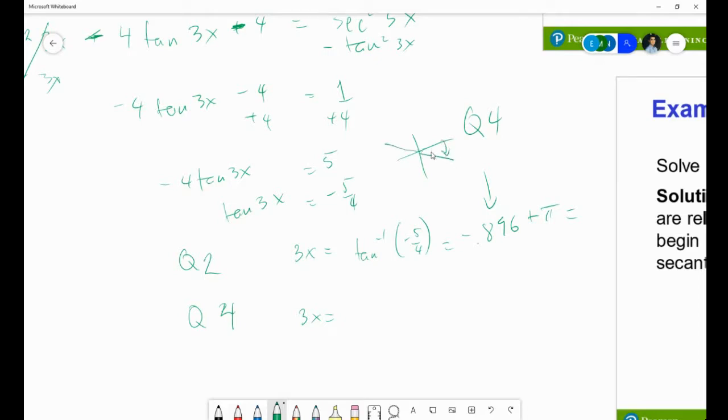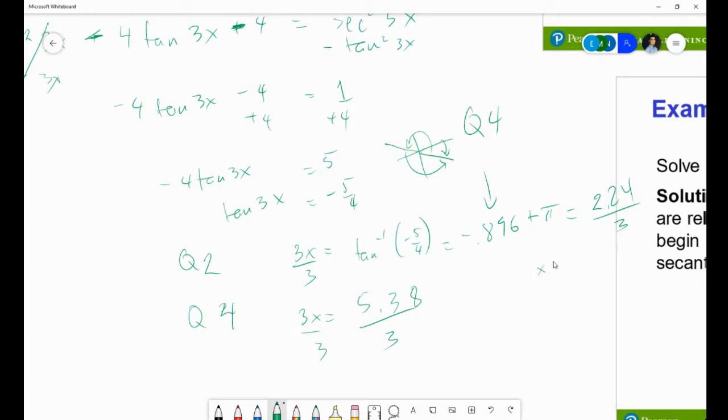So positive 2.24. All right, and now we're going to add another pi to get to the 4th quadrant. So 5.38. Yep. All right, so that is my 2 values. Now we need to solve for x by dividing that by 3.